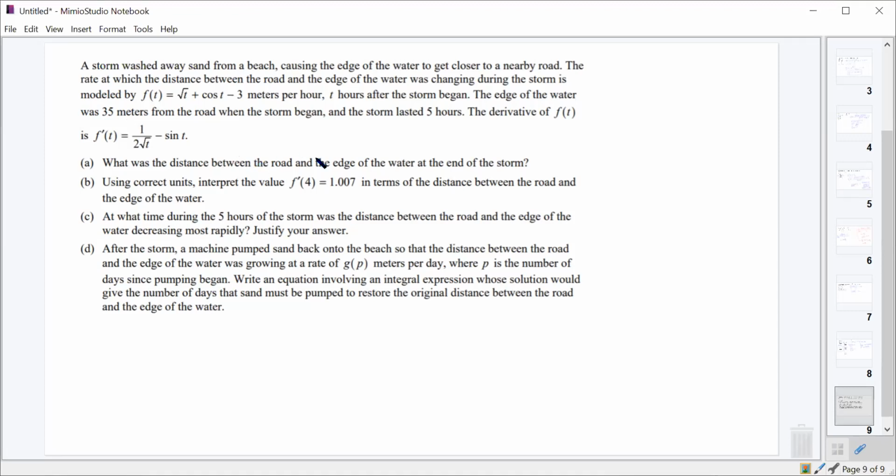So we want to know what was the distance between the road and the edge of the water at the end of the storm. Well, that ought to be 35, the initial distance, plus how much it changed over the 5 hours that it lasted. So the integral from 0 to 5 of f(t) dt, which I got the scoring guidelines up here. It says that that came out to be 26.495. And that would have been worth 2 points on the AP test. 1 for the correct integral setup. And even if you forgot the plus 35, they'd give you the point for the integral setup. And then the second point was for the actual value. Everybody good with that?